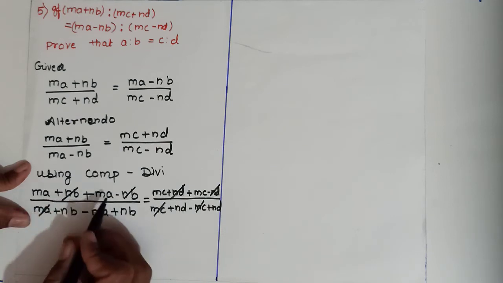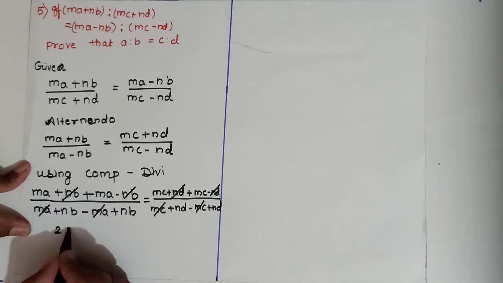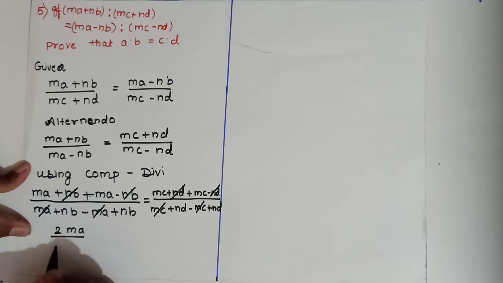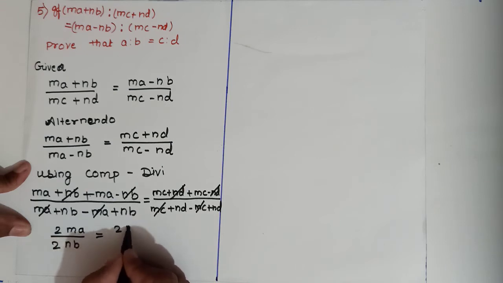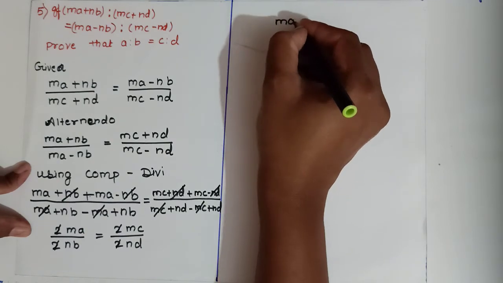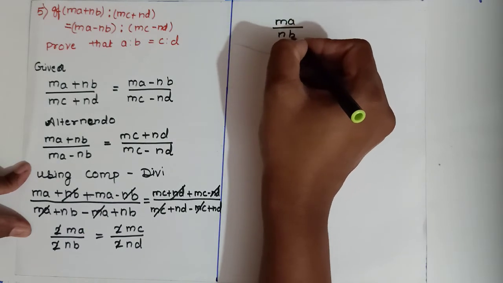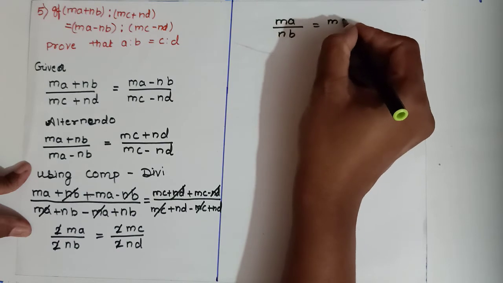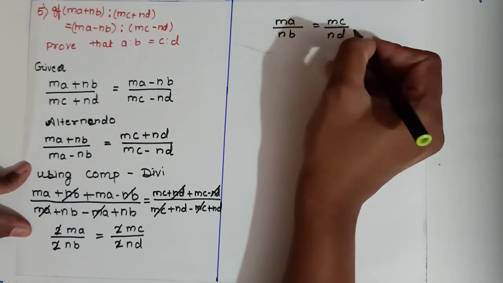So what we are having is ma plus ma, meaning twice ma, divided by twice nb, equals twice mc divided by twice nd. The 2s cancel. So what we are having is ma divided by nb equals mc divided by nd.